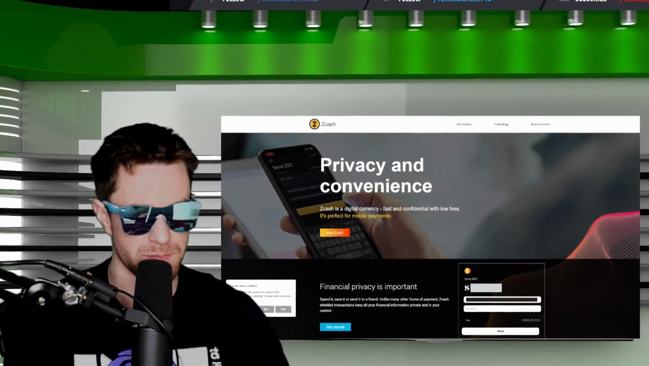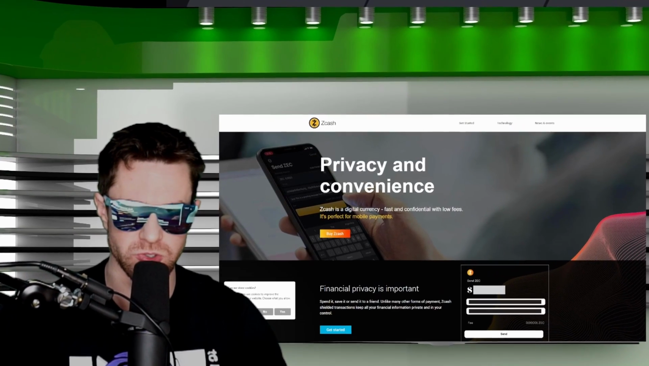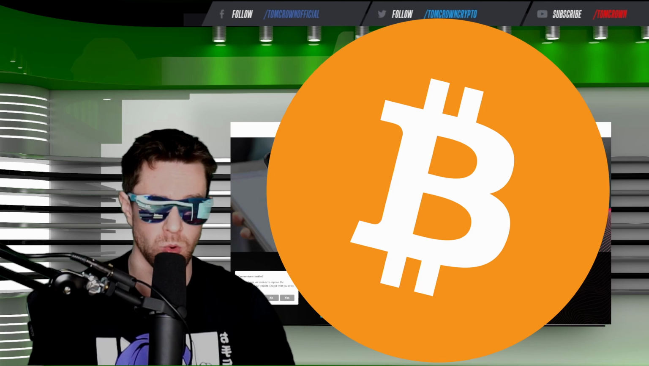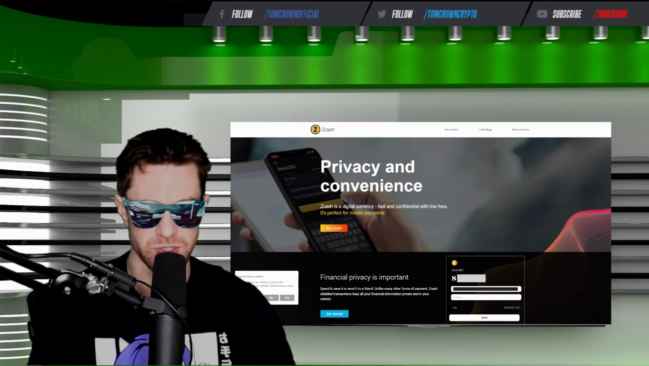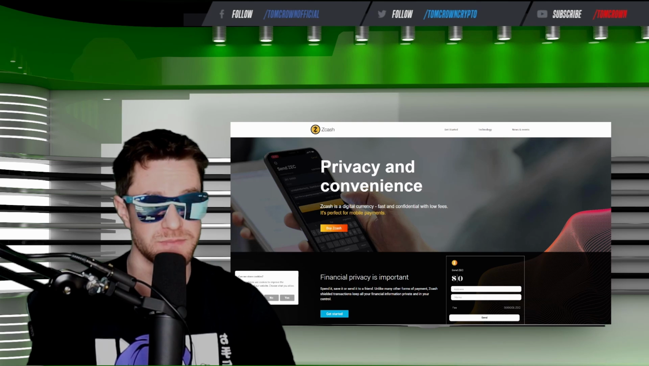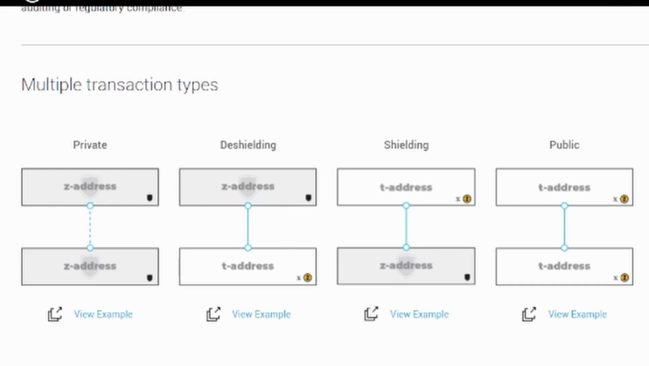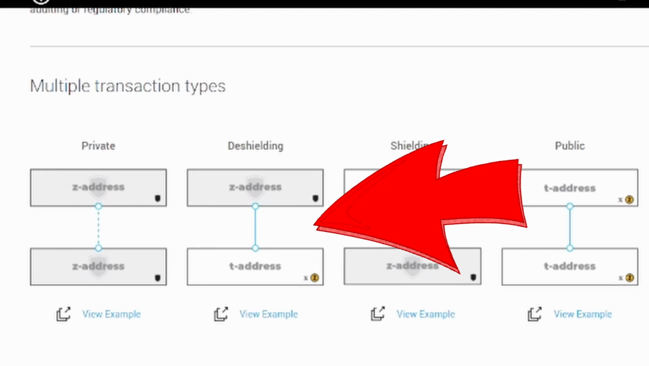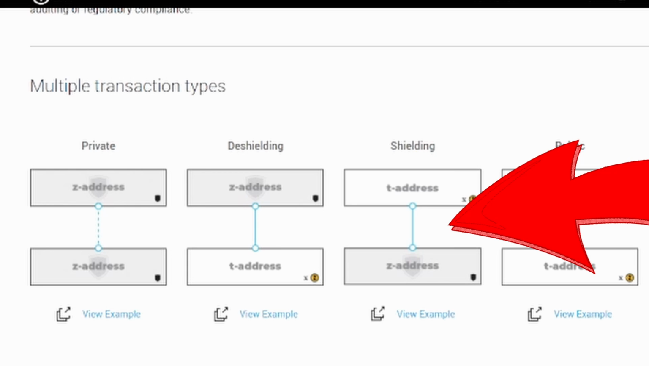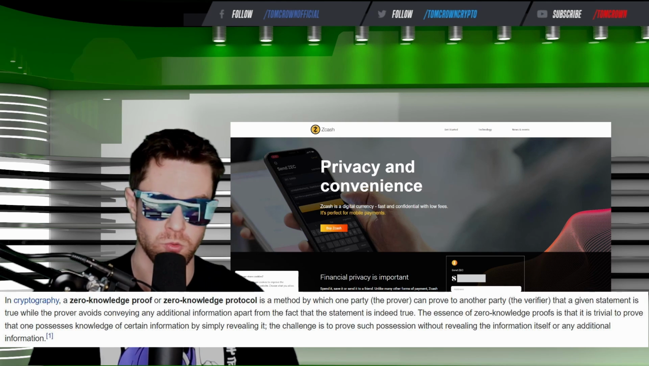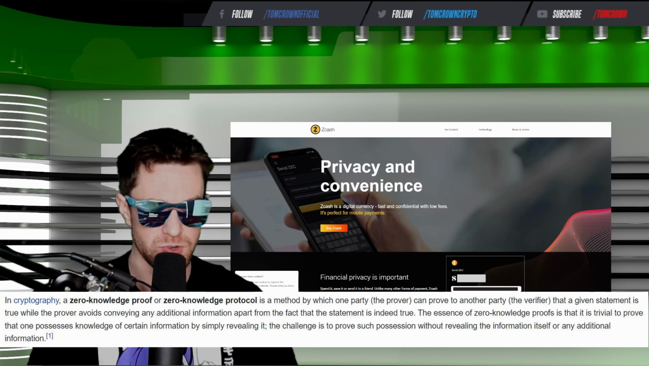Where Zcash differs from Bitcoin is the ability to shield transactions from the public blockchain. Unlike Bitcoin, where every transaction is publicly recorded with the amount sent, Zcash enables users to privately send transactions between accounts. Zcash offers 4 different types of transactions: a fully private-to-private transaction, a de-shielding, a private transaction to a public address, shielding, a public address to a private address, or the typical public-to-public transaction that we're familiar with on the Bitcoin blockchain. Zcash does this through an advanced cryptographic technique called zero-knowledge proofs.